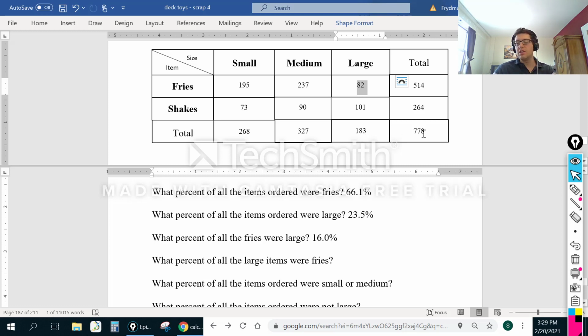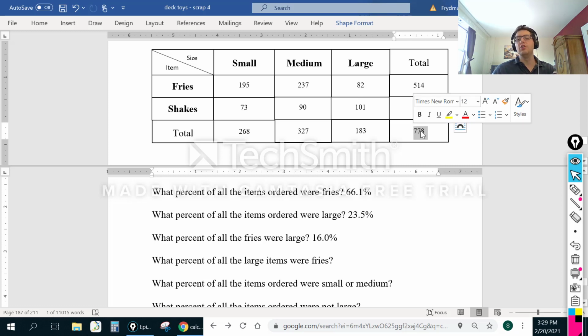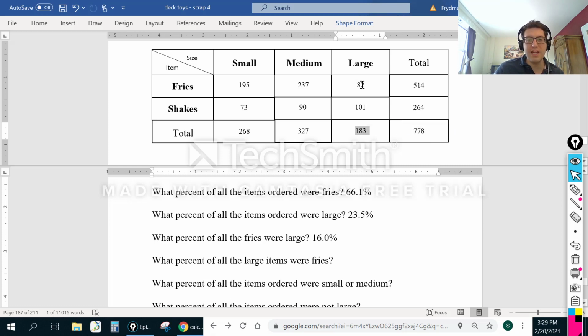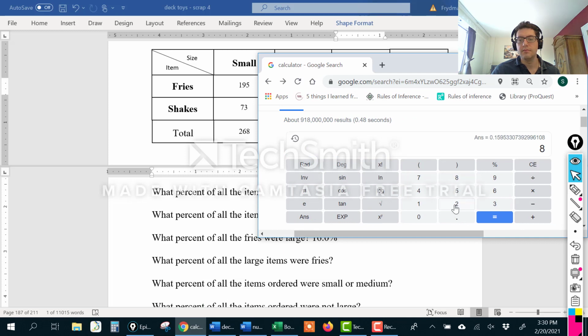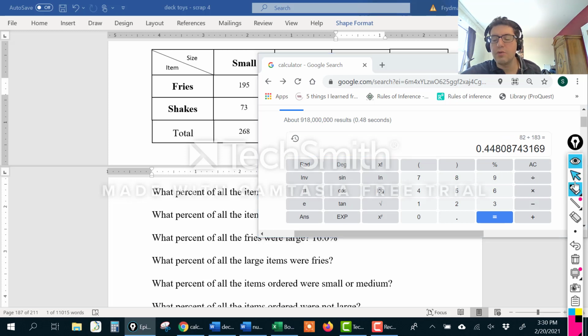Again, we're not going to be dividing by the grand total over here because that includes items which were medium or small. We're only interested in the large items here, which was 183. So we're going to do 82 divided by 183. And we would get, let's round this to the nearest 10th again.